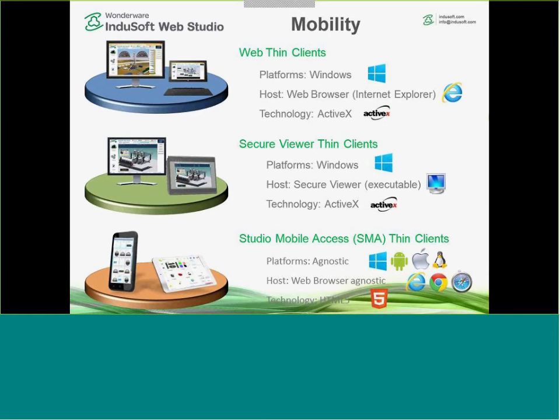The first one was called Web Thin Clients, where you use Internet Explorer on Windows to access the applications remotely. The second one is called Secure Viewer Thin Client, where you install an executable in a remote station, and then when you run it, it connects to the runtime station, and you can access the screens, navigate through the screens, modify set points, interact with the applications in a full screen mode, so the operator does not know the difference between the full runtime and the secure viewer.